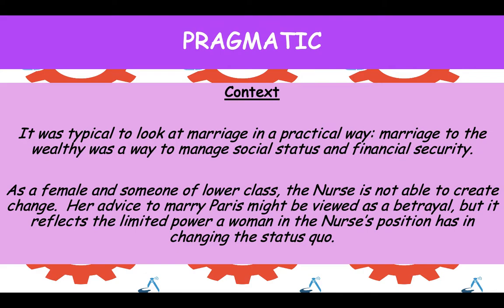Her advice to marry Paris might be viewed as a betrayal, but it reflects the limited power a woman in the nurse's position has in changing the status quo. So is this really a betrayal or a reflection on the fact that the nurse has never ever enjoyed power in her life? So why on earth would she think of it being possible that Juliet as a woman would be able to change anything and truly go against her father's wishes?